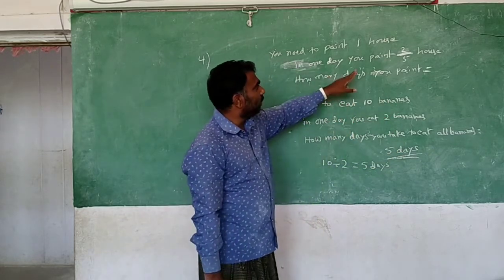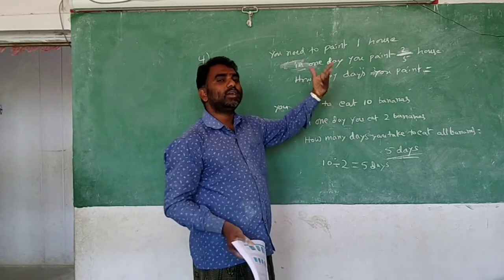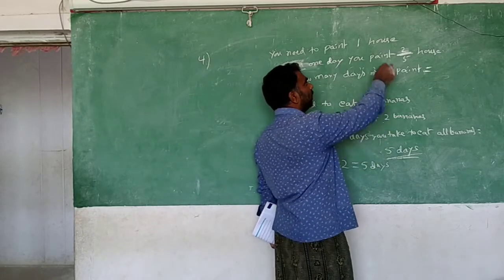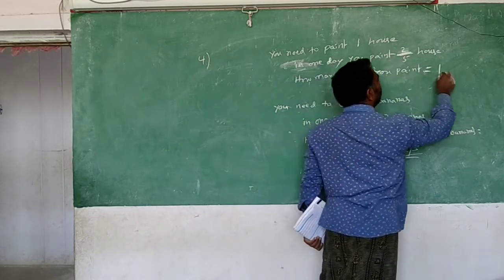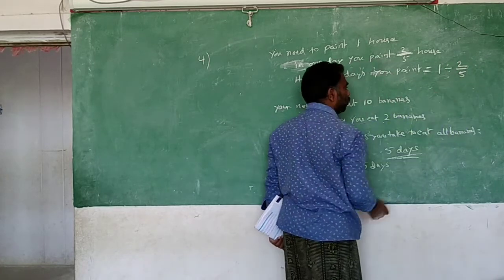Here, how many days do you need to paint? Means here also what should we do? Division. So what are the numbers you have to take here? First, here 10 divided by 2. Like that, here 1 divided by 2 by 5. Very good. You know this method, how to do the division?